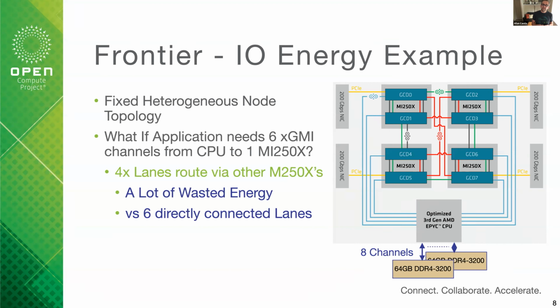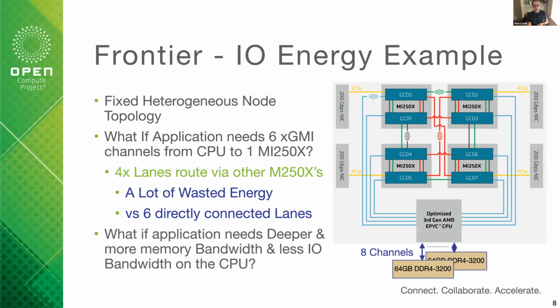But what if you analyze your application and say, I need the bandwidth of 6 XGMI links, Infinity Fabric links, between my CPU and one of the GPUs? Well, sure enough, you can do this with this architecture, but you're going to have to route 4 of the lanes through 2 of the other GPUs. That's a very expensive, wasted energy way of getting that, versus being able to directly connect 6 lanes from the CPU to the GPU, which would be much more energy saving.